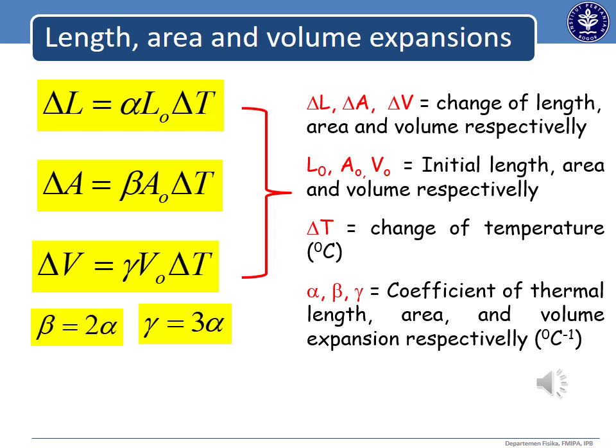For the three-dimensional expansion, we have a change in volume, delta V. Delta V is equal to gamma, the coefficient of three-dimensional expansion. Because gamma is three-dimensional, gamma is 3 times alpha. So delta V is equal to gamma times V naught, the initial volume, times delta T.